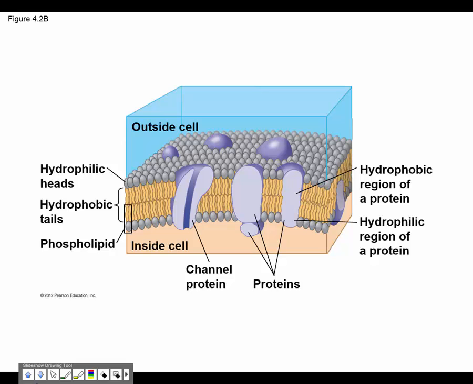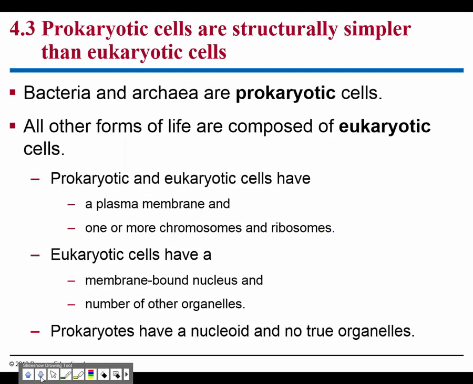And so here is your graphic. You've got that phospholipid bilayer, and you've got your channel proteins. The hydrophobic region of the protein is going to be in the middle, and the hydrophilic region is going to be towards the outside or inside of the cell. There are proteins embedded in this phospholipid layer that allow things in and out.